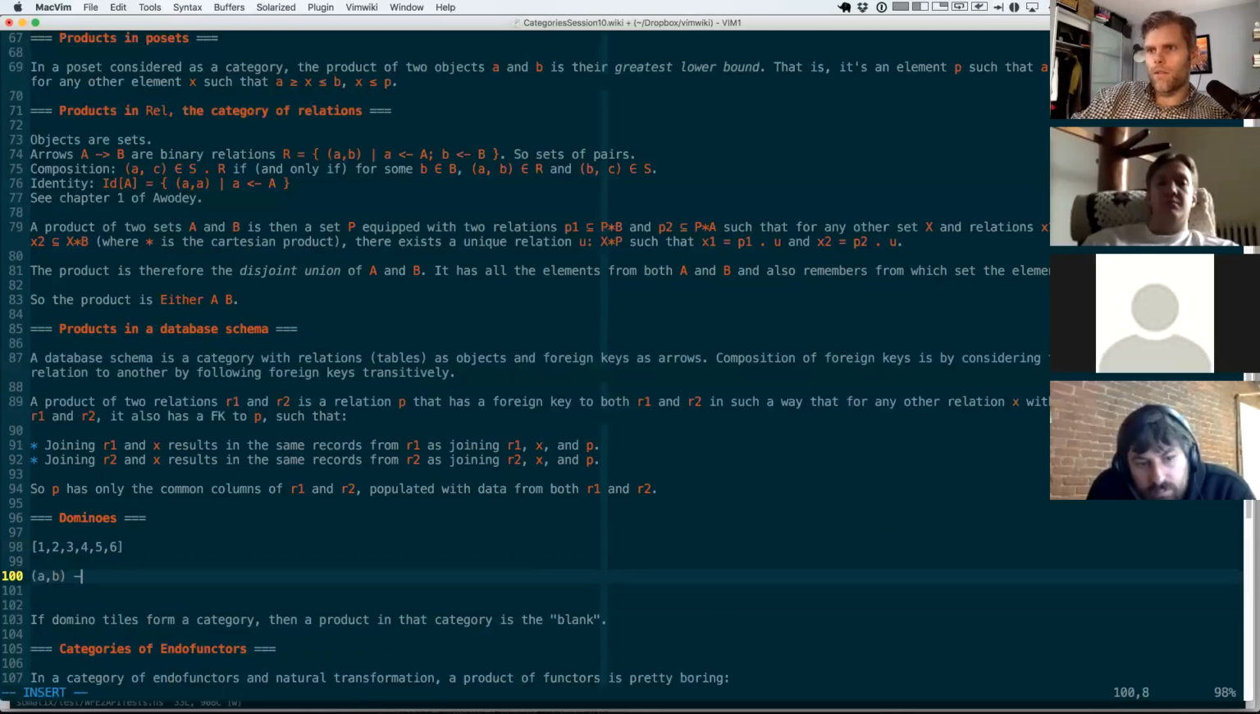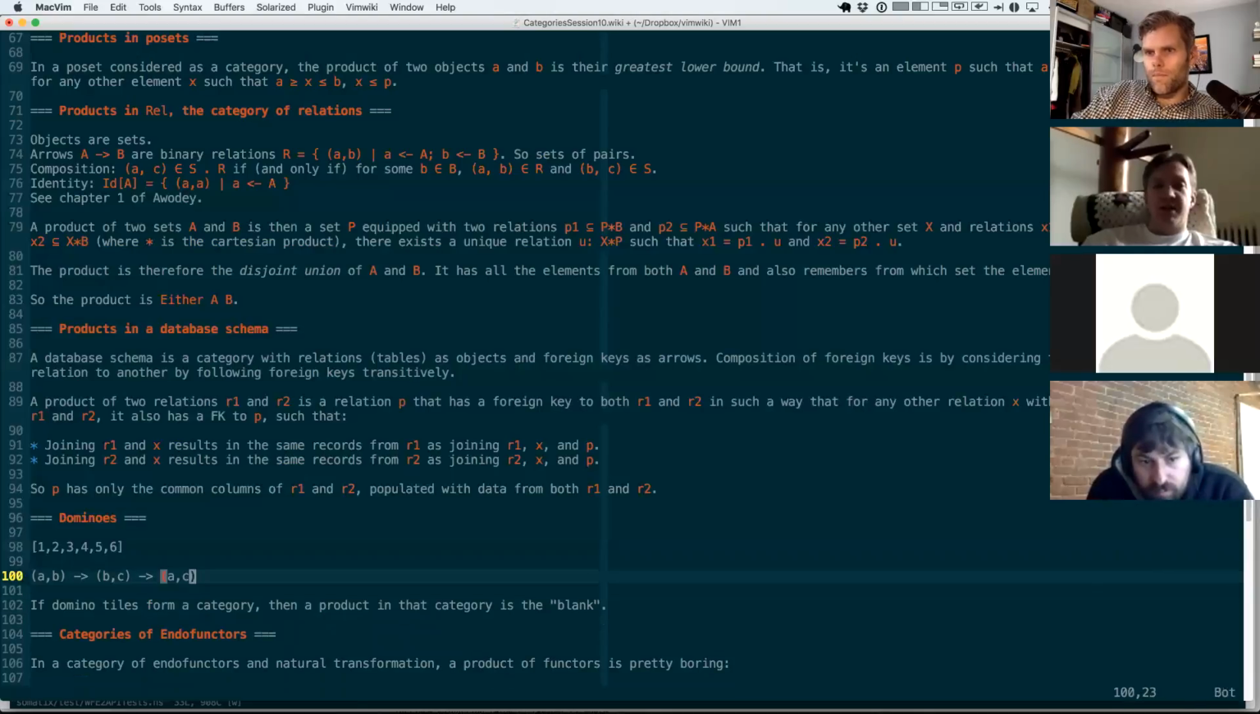So if we have a tile AB and a tile BC, we can compose that into a skeleton, what is called in dominoes a chain, with an A on one end and a C on the other end. And then we can compose further dominoes on the ends, right? That's kind of fun. Does this form a category? I guess it does. Yeah, it does sort of.